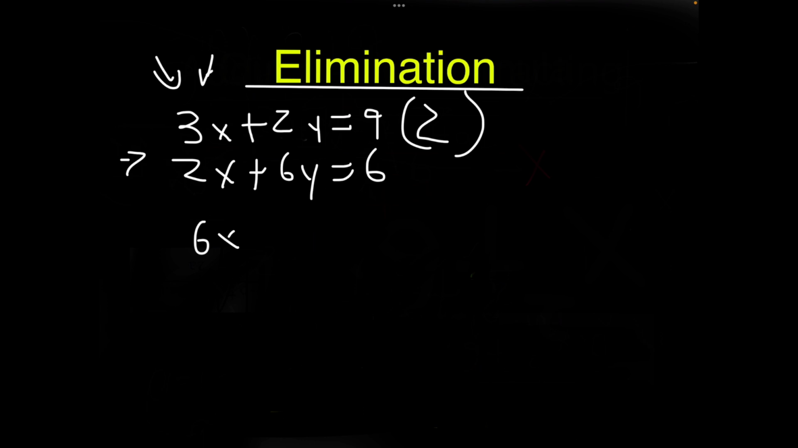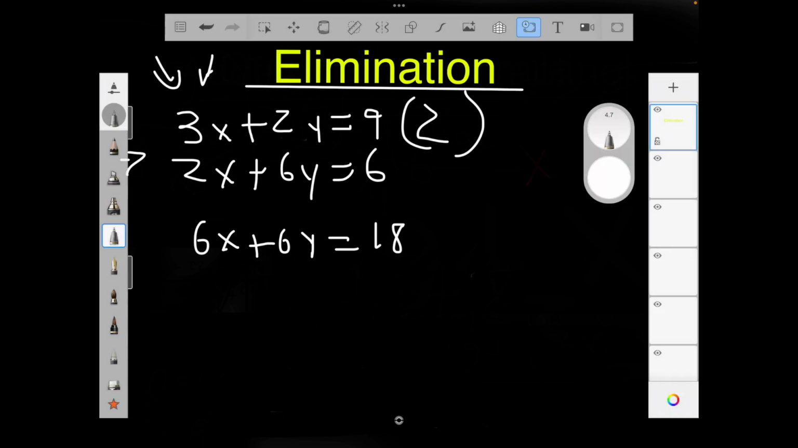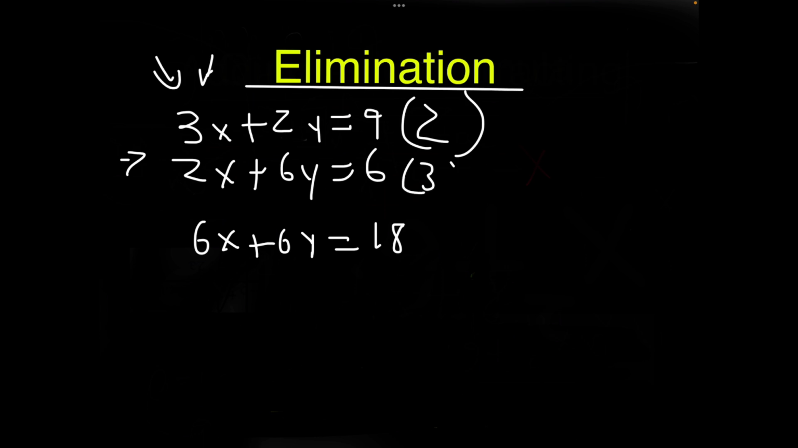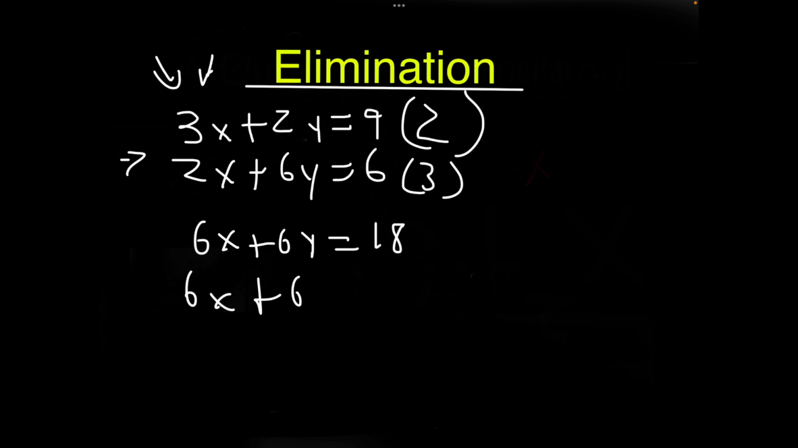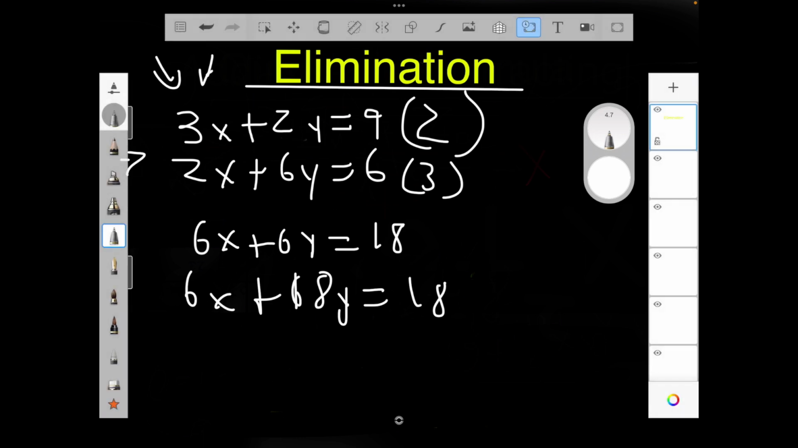It would be 6x plus 6y, since we multiply the whole equation, equals 18, because 2 times 9 is 18. So we made the first equation into a 6x, but we also have to make the second equation into a 6x. So what will we need to multiply this equation by to get 6x as the x variable? That would be 3. So 3 times this entire equation would be 6x plus 18y equals 18. So now that the x values are the same, we could subtract them and cancel them out.